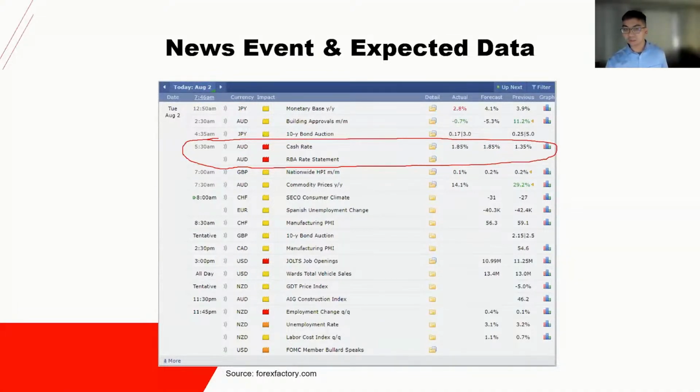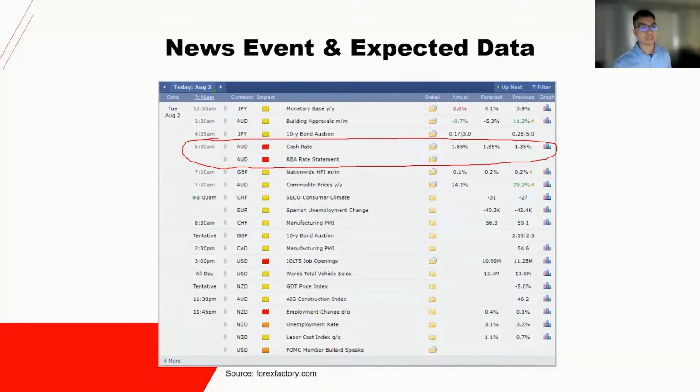So last but not least, news. Just to summarize overall what I've just talked about on this entire slide. In summary, news events and expected data releases actually help traders to manage risk by providing insights into the potential impacts of specific events on currency values. For example, if there is an expected data release that could significantly impact a currency, traders might choose to exit a trade before the release to avoid the potential volatility.